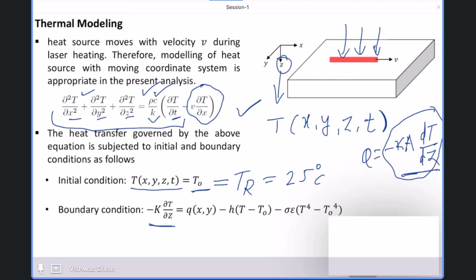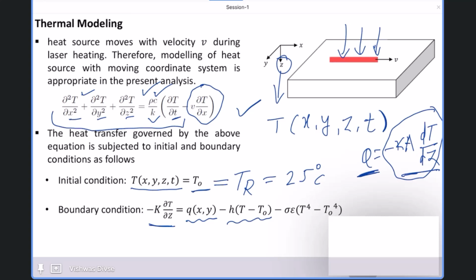Okay. So don't worry about area. Again, this will be taken care of by the element size in the finite element analysis. So at that instant, whichever element is carrying heat, it will take care. Okay. So this term Q, and this is the convection, h times (T minus T naught).